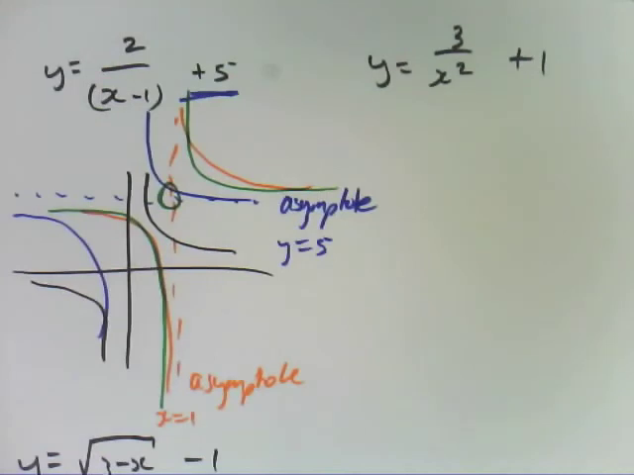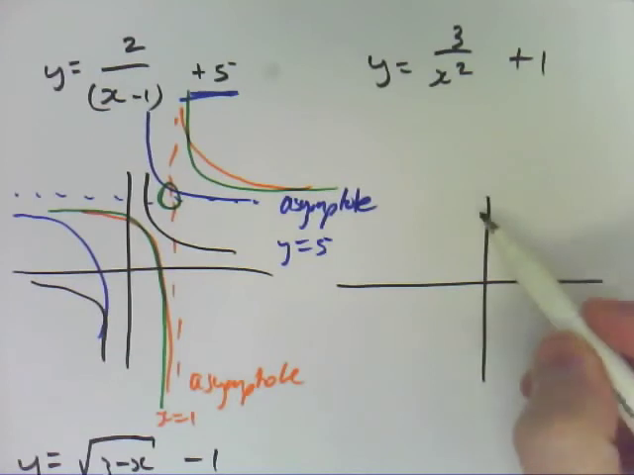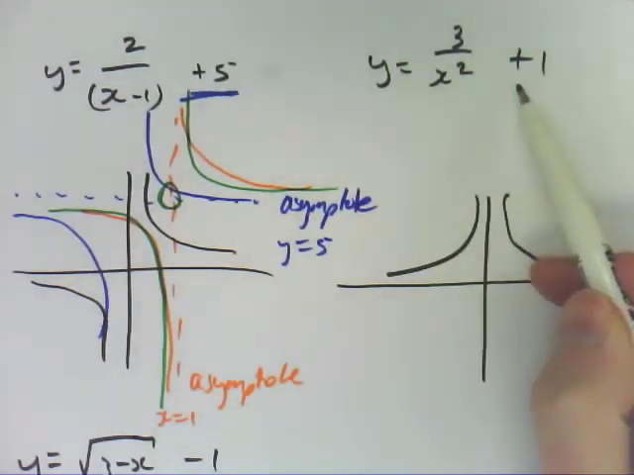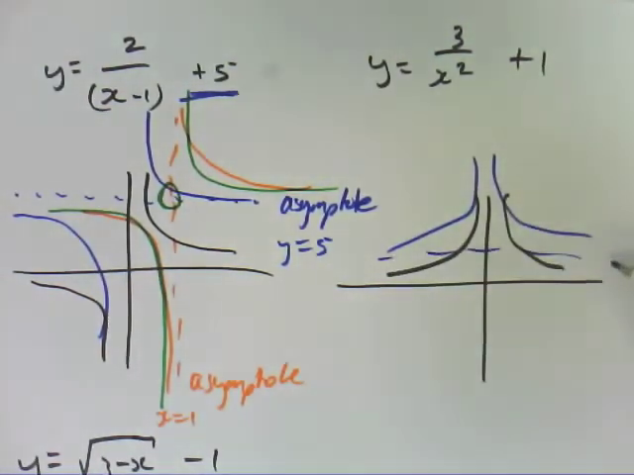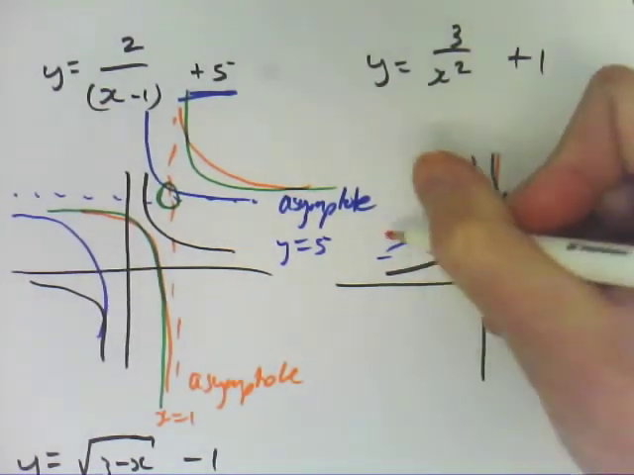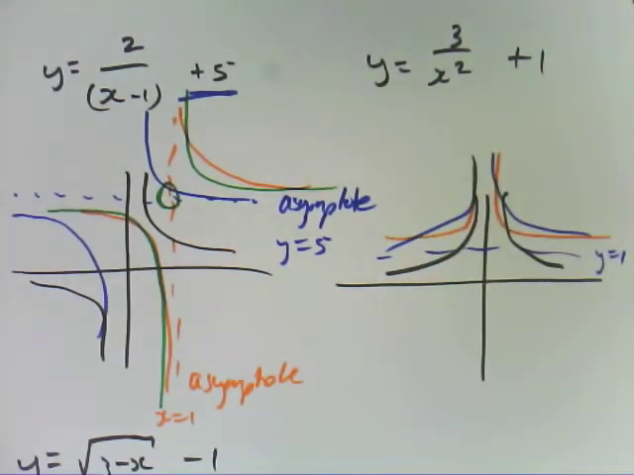If we have a look at this one here, my standard 1 on x squared graph looks like this. This says I'm going to shift the whole thing up 1, and I have an asymptote at y equals 1. My dilation factor: 1 divided by 1 squared is 1, but 3 divided by 1 squared is 3, so it's again going up quicker, so it's going to look like that, with the orange being my final graph.